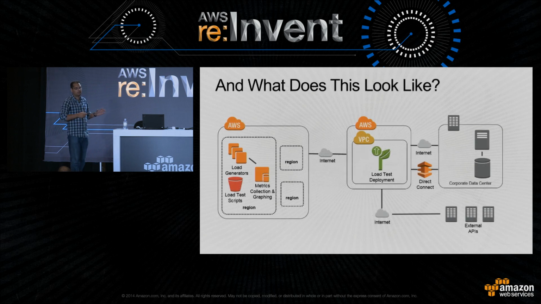And so what does this end up looking like? This is just a consolidated view of what I've just talked about. So you have your internal services in your corporate data center. You have your external APIs that you're accessing over the internet. Your load test deployment, that is the target of your load test, is within a VPC. And then your load testers are in multiple regions, and then actually hitting your load test deployment.